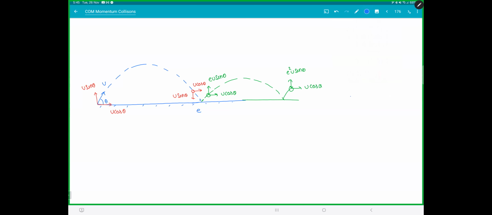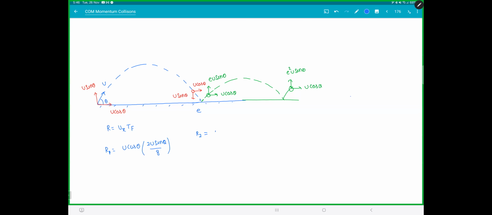Now, if you just look at the first case, the range R1 is nothing but ux into time of flight. So R1 is u cos theta, and the time of flight is 2u sine theta by g. This is your regular formula.